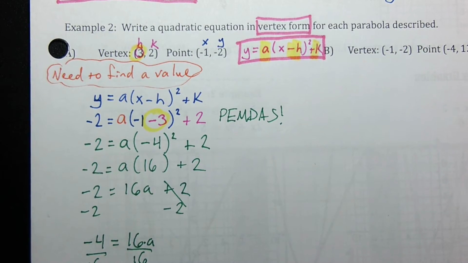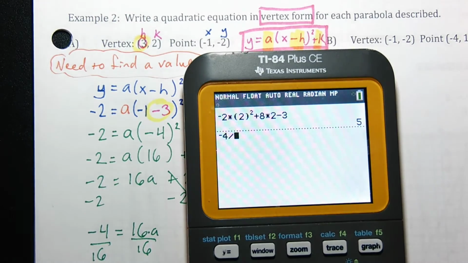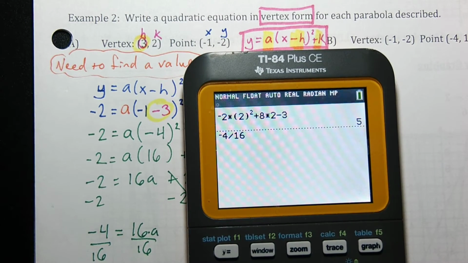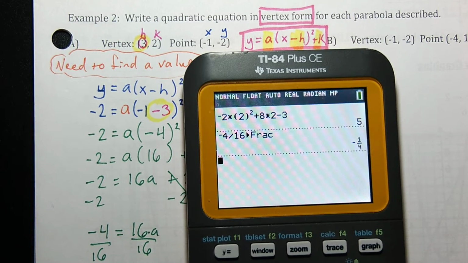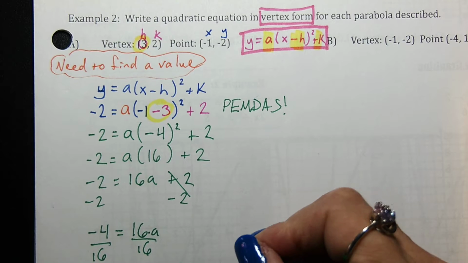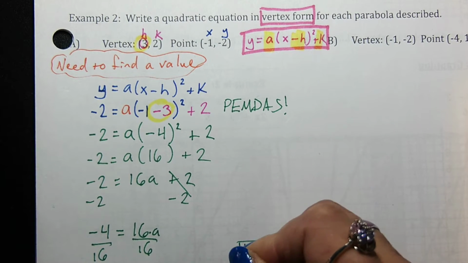You can use your calculator to check. Remember that key sequence to simplify fractions. After you type it in, -4 divided by 16 is math, enter, enter. -1/4. Let's go ahead and write that down. Math, enter, enter.